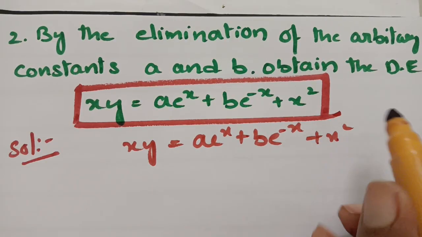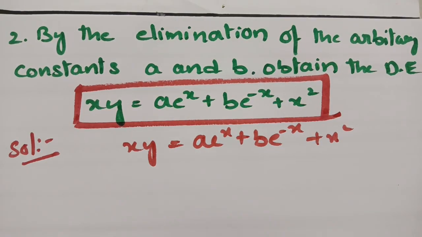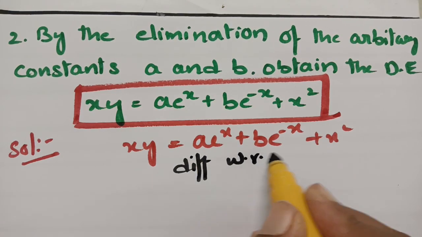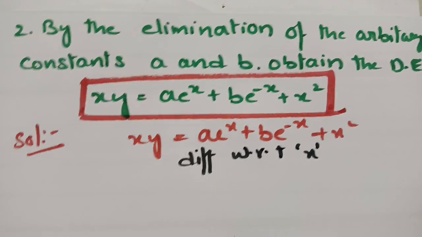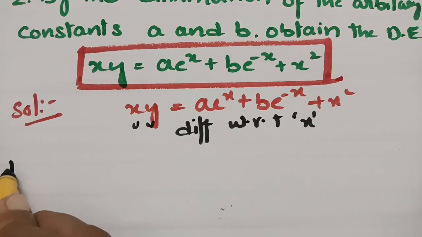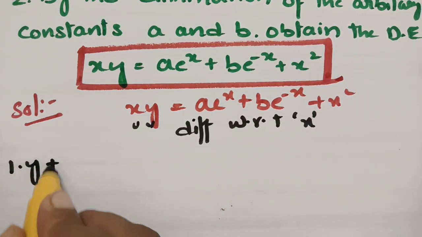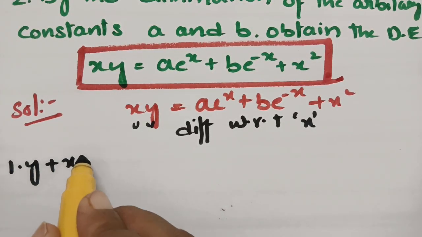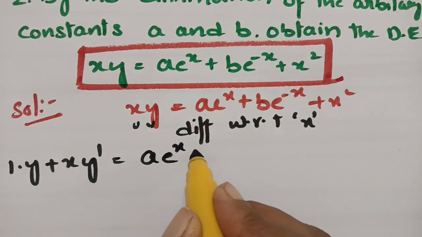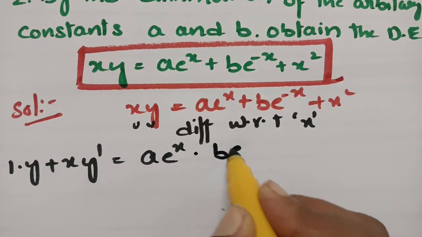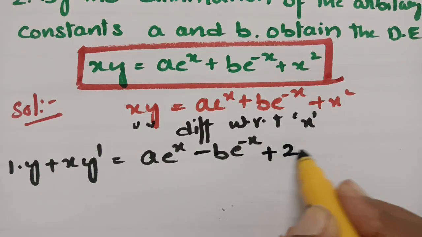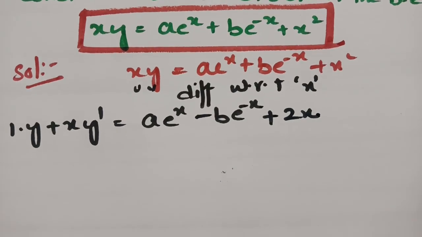So xy is equal to a into e power x plus b into e power minus x plus x square. So here, if I differentiate with respect to x, then see, this is the uv rule. So for x it is 1, y we have to leave, and next we have to leave x and make a derivative for y, and see, for a e power x it is e power x, and for b e power minus x it is minus e power minus x, and for x square the value here is 2x. Clear?